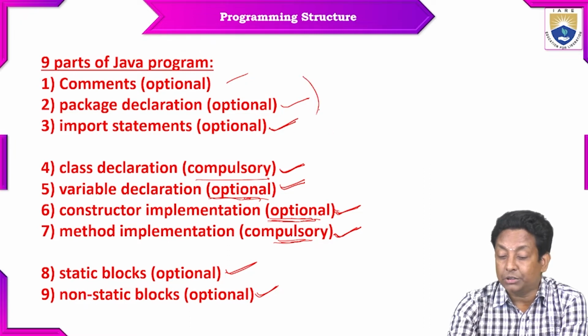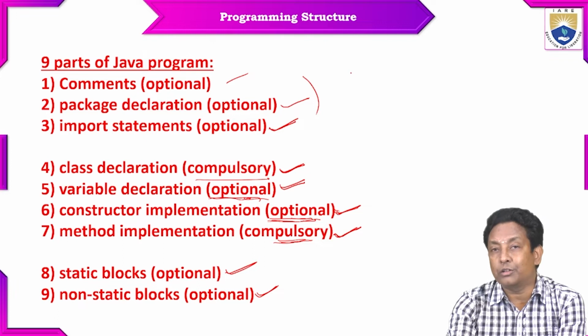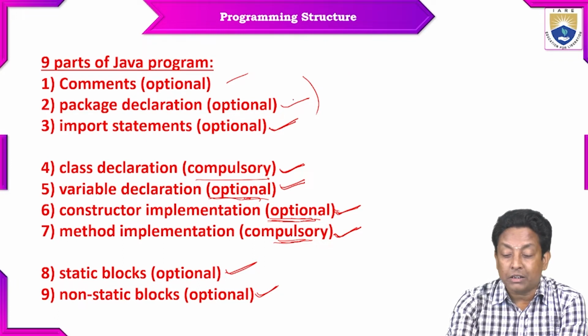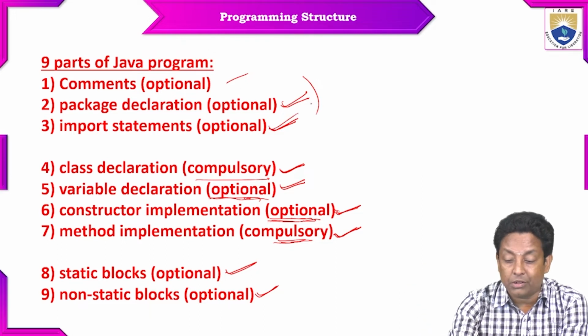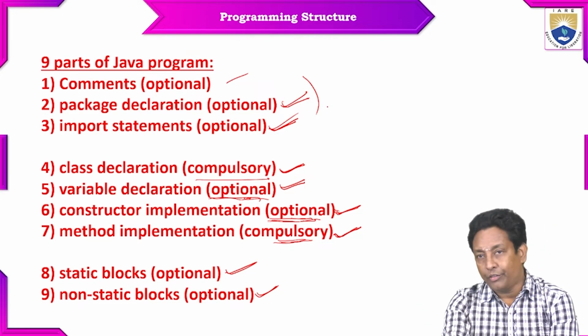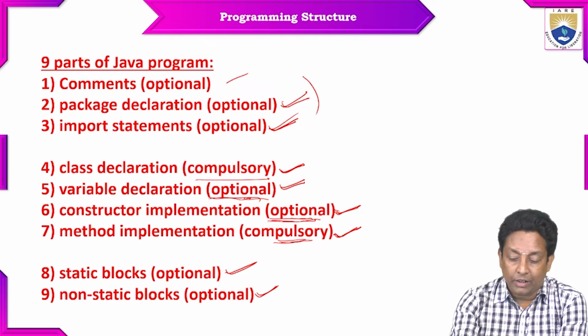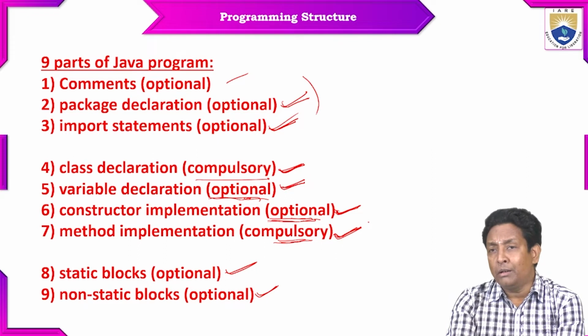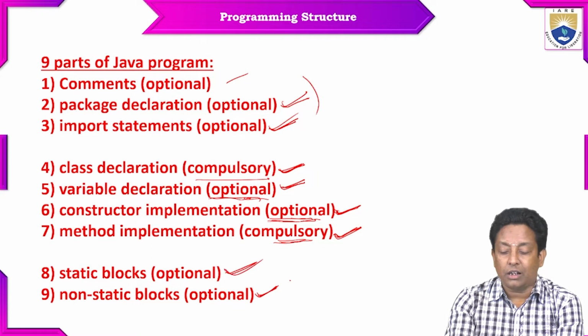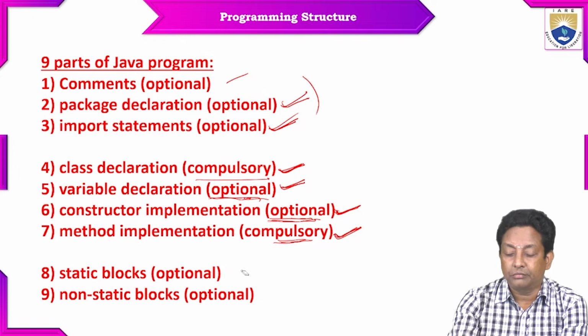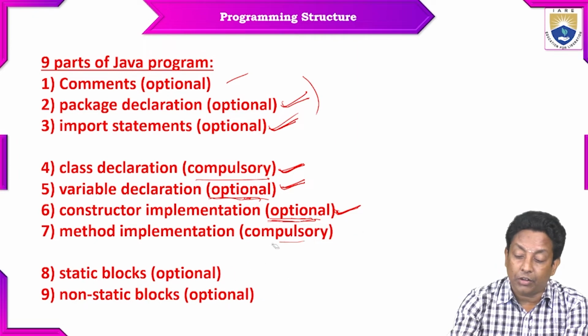But these three are optional: package declaration and import statements. If you don't want to make the class usable elsewhere, you don't require a package declaration. If you don't want to use other package classes, you don't require an import statement. But if you want to write a normal class, then class declaration, variable declaration, constructor implementation, and method implementation are mostly essential. And static blocks and non-static blocks are optional. So that we'll see at the end of the topic.